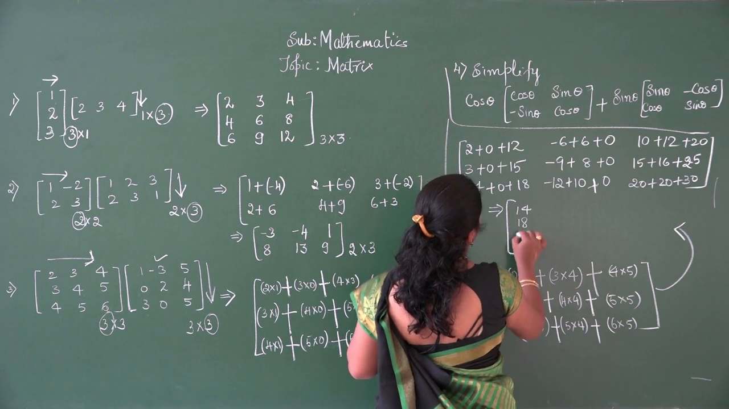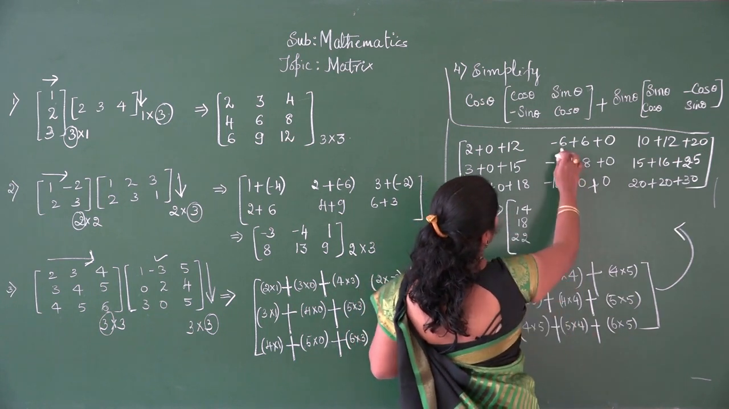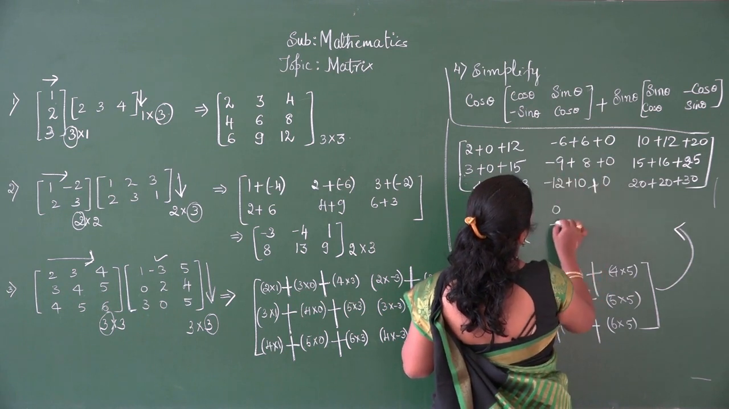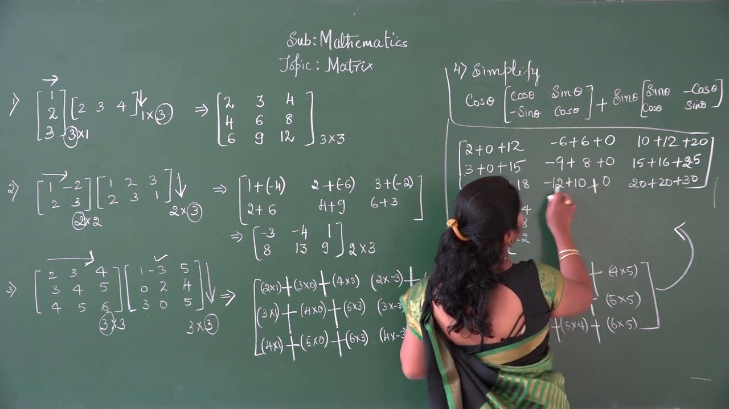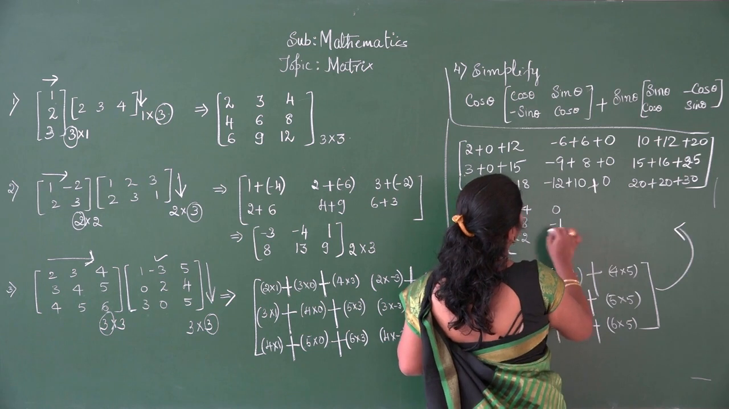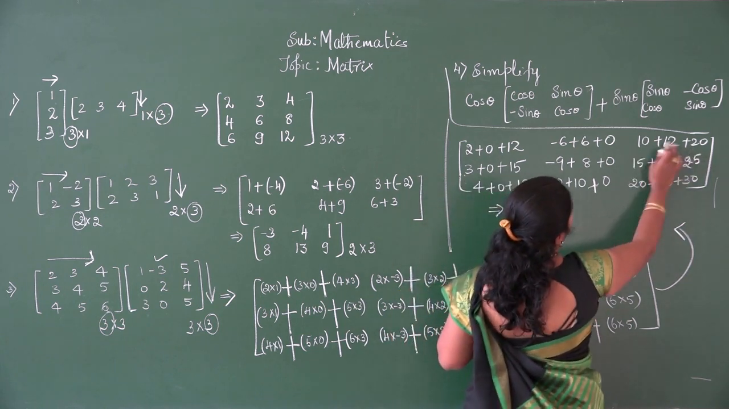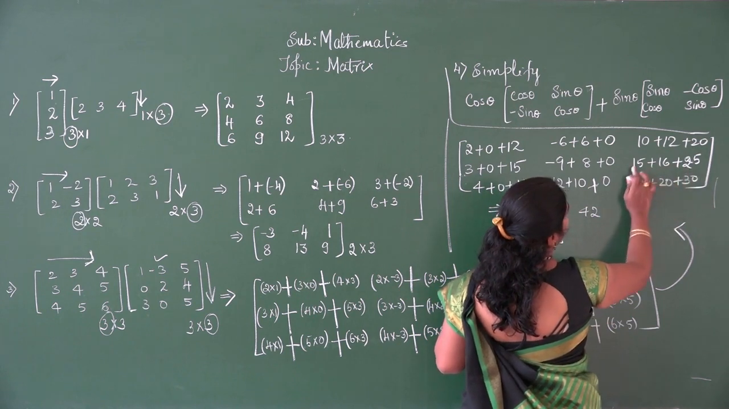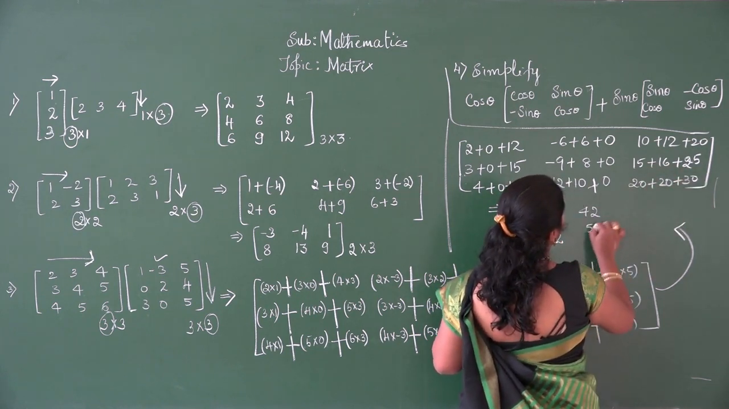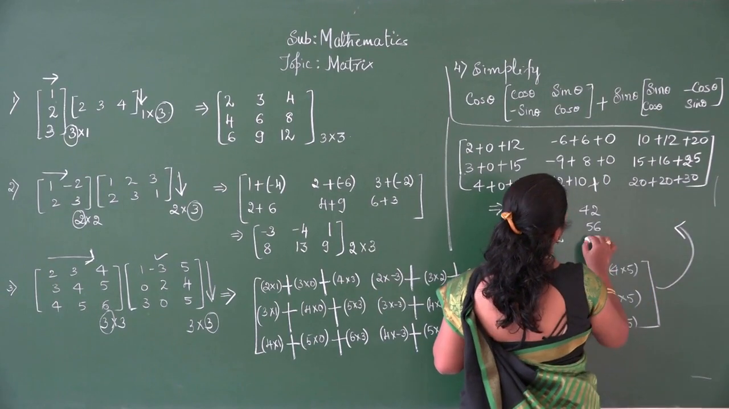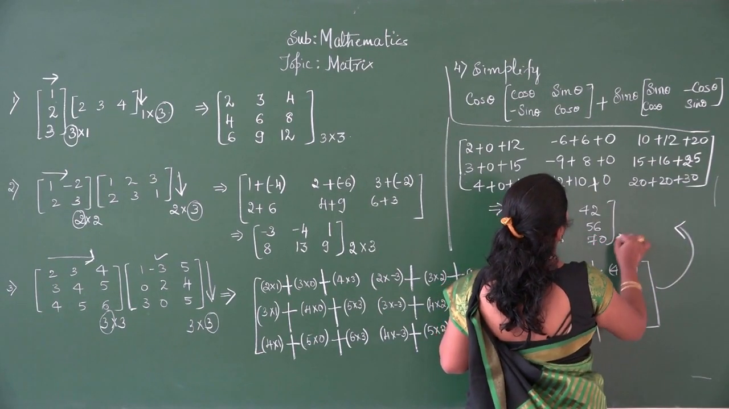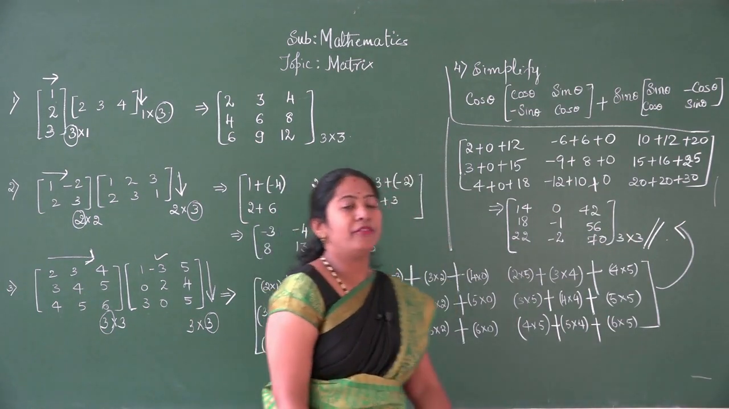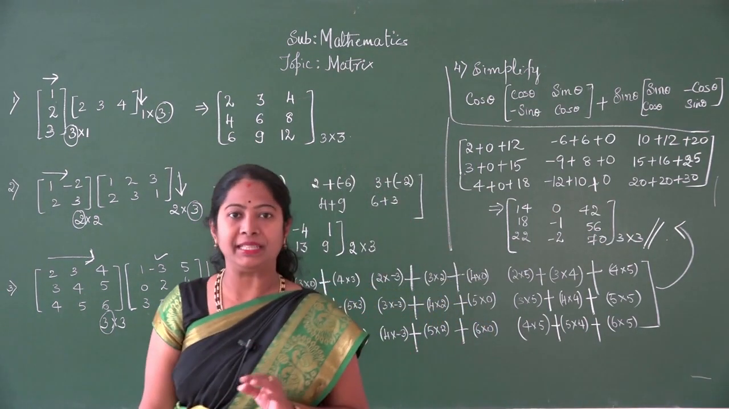12 plus 2 is 14, 15 plus 3 is 18, 18 plus 4 is 22, minus 6 plus 6 is 0, 0 plus 0, 8 minus 9 is minus 1, minus 12 plus 10 will be minus 2, 20, 30, 40, which will sum up to 42, then 20, 30, 40, 50, 56, 20, 40, 70, which is of order 3 cross 3. This is the resultant answer of a 3 cross 3 matrix multiplication.